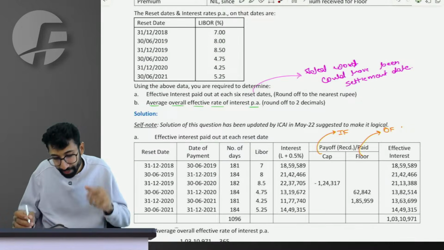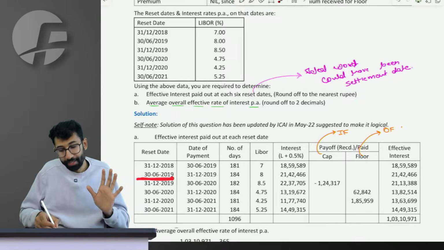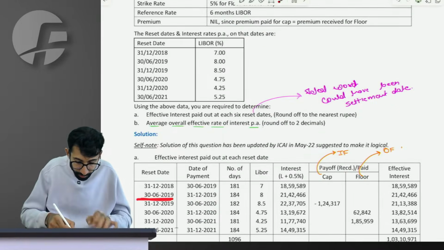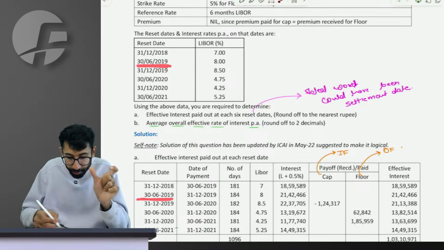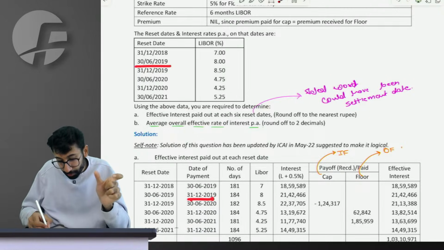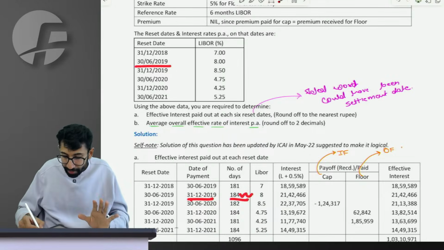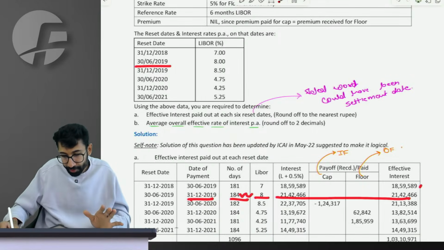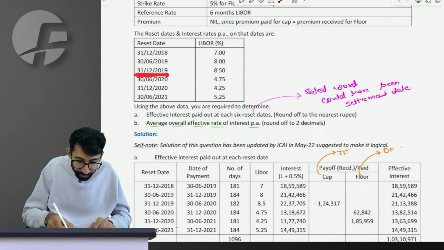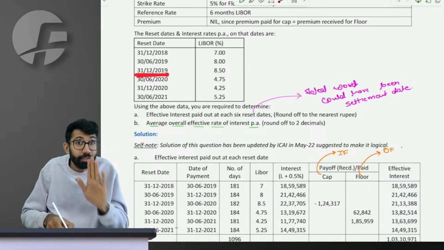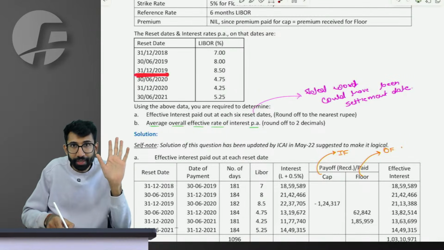I will now tell you some detailings. Sir, when the date is 30th June 19, my borrowing period on the next day is 1st July 19 to 31st December 19, giving you 184 days. At the rate of 8%, you do the calculation, that is also fine. Next, when the date is 31st December 19, the next 6 months is 1st January 20 to 30th June 20.